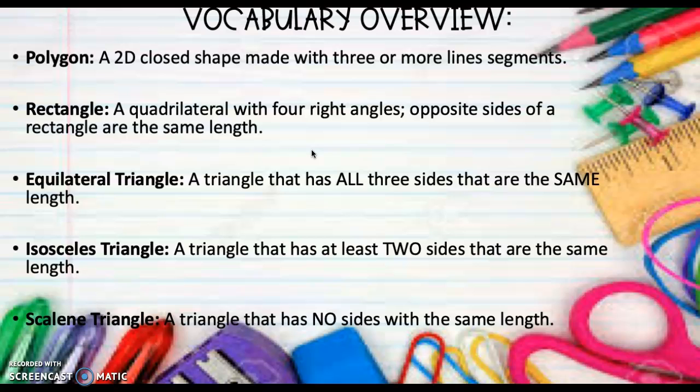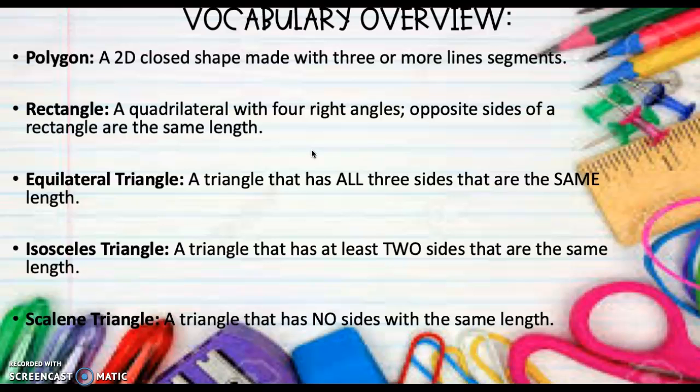You don't have to question it. If they look the same, then it's equilateral. Your second one is an isosceles triangle. That is a triangle that has at least 2 sides that are the same length, okay? So not all 3 sides, but 2 out of the 3 sides are the same length, because we know a triangle has 3 sides.